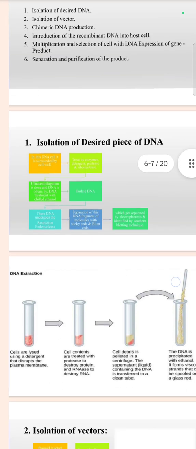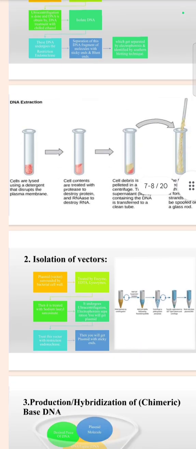Next we are going to learn isolation of plasmids. A plasmid is a circular, double-stranded, self-replicating component found in bacterial cells. The plasmid is isolated from the bacterial cells by the following steps. The bacterial cell wall is ruptured by treatment with lysozyme and EDTA. The cell is lysed with a treatment with sodium arsenate. The plasmid DNA is separated from other cell components by the centrifugation method.